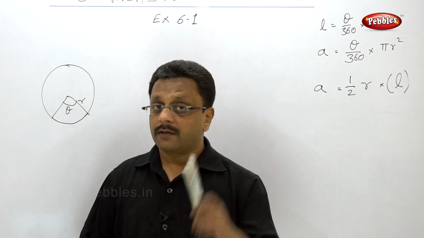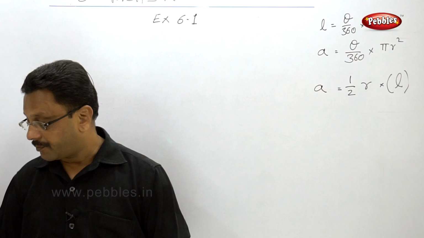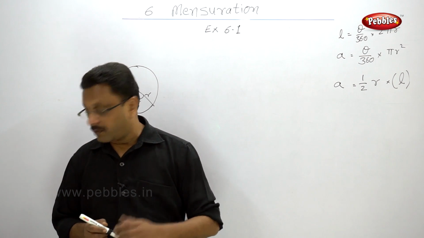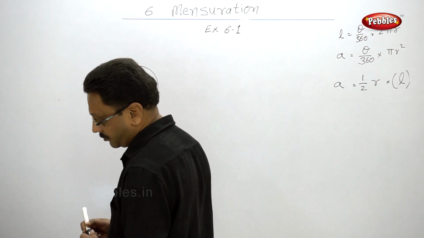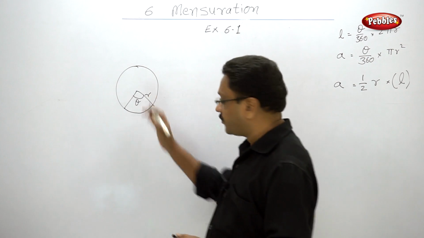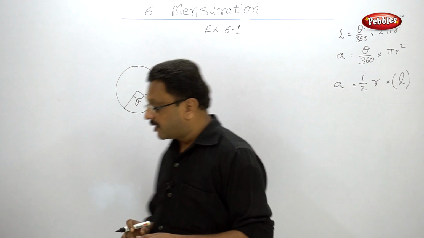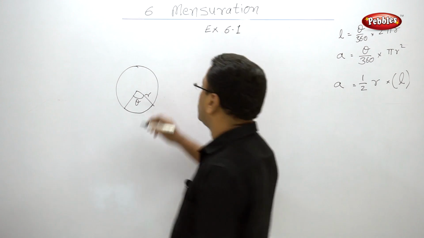Next, the third: the radius of a circle is 7 centimeter. In this case, the radius is given as 7 centimeter. Measure of arc, now in this case the figure is given. Let us see that figure. Let us utilize this figure. The radius of a circle is 7 centimeter. So R is given as 7 centimeter.